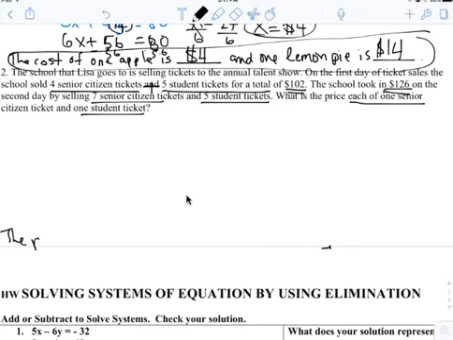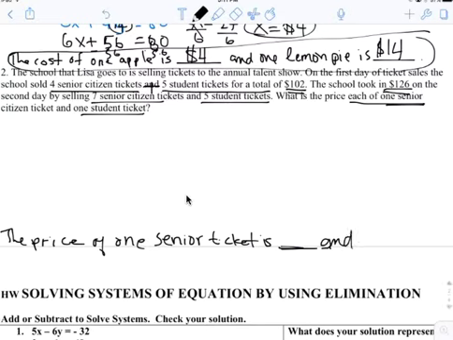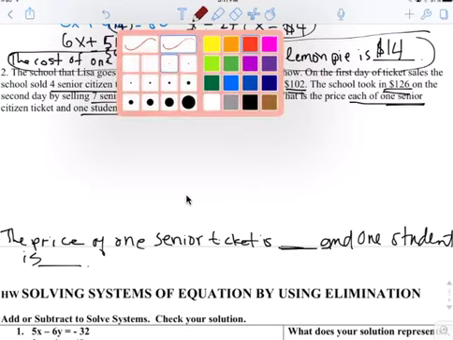The price at the very bottom of your paper of 1 senior ticket is, and 1 student ticket is. Okay, that goes like that.